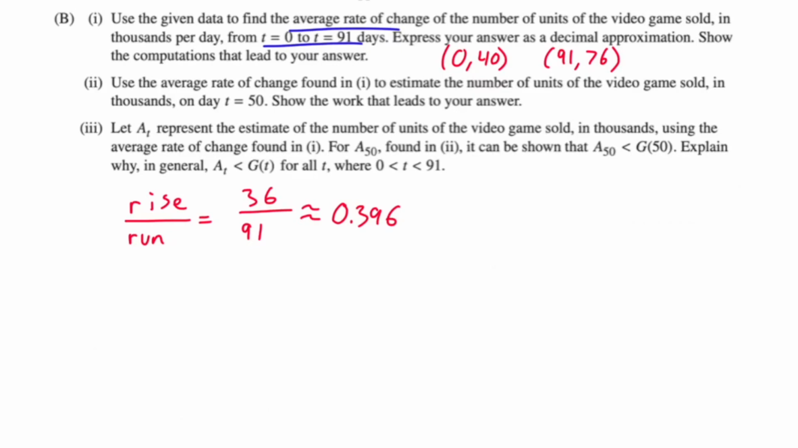Number 2 says use the average rate of change found in part 1 to estimate the number of units of the video game sold in thousands on day t equals 50. Show the work that leads to your answer. So we are just estimating. We're not using the model to figure out how many games were actually sold on day 50. We just want to estimate using the average rate of change.